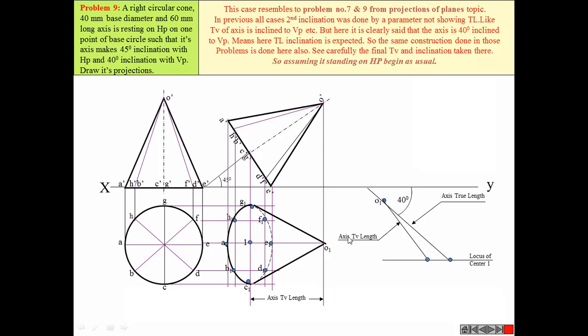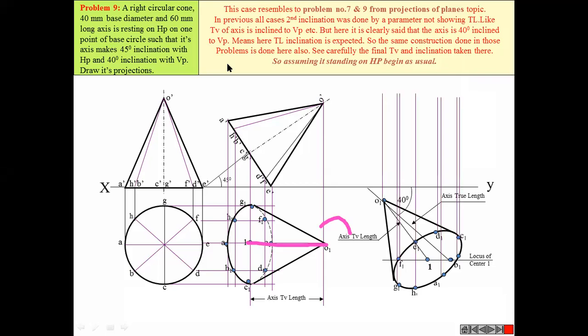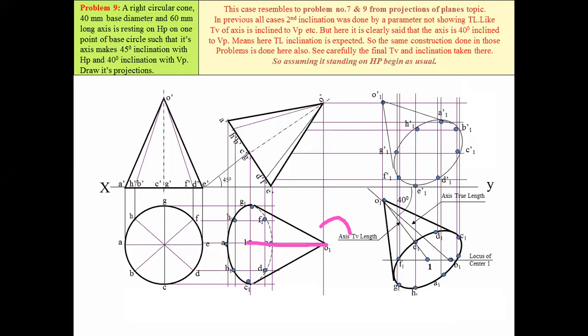So now this is the axis top view length. Understood? Then we regenerate everything, take projections, and draw it like this. Complete the drawing. Correct or not? Yes or no? Understood? Everyone understood?